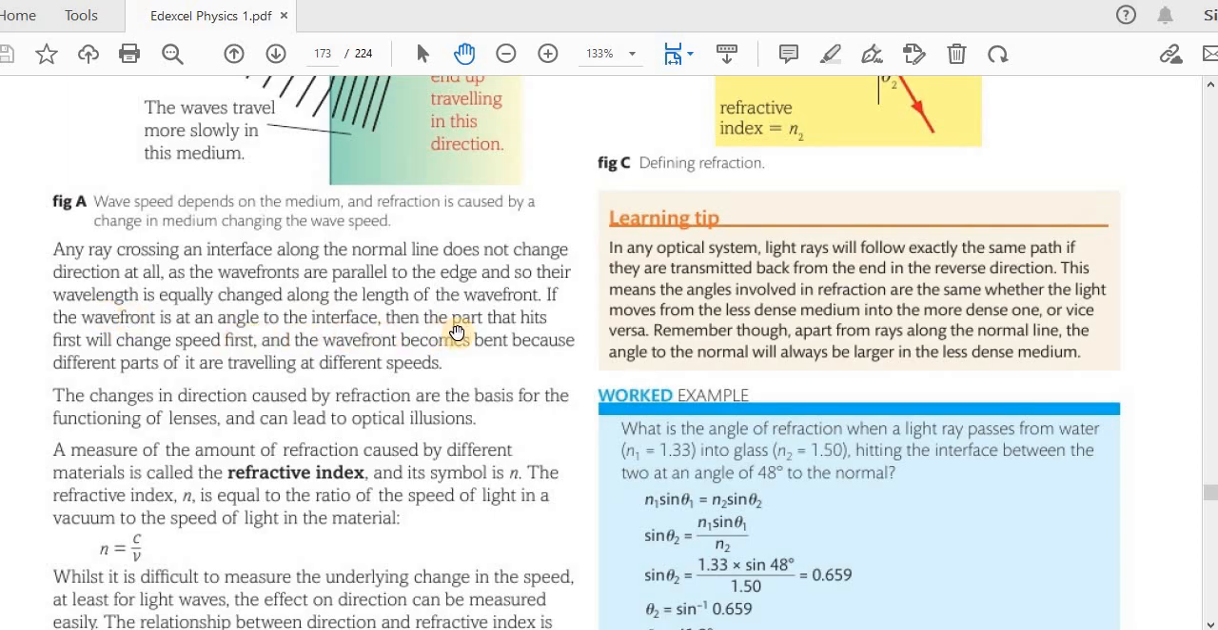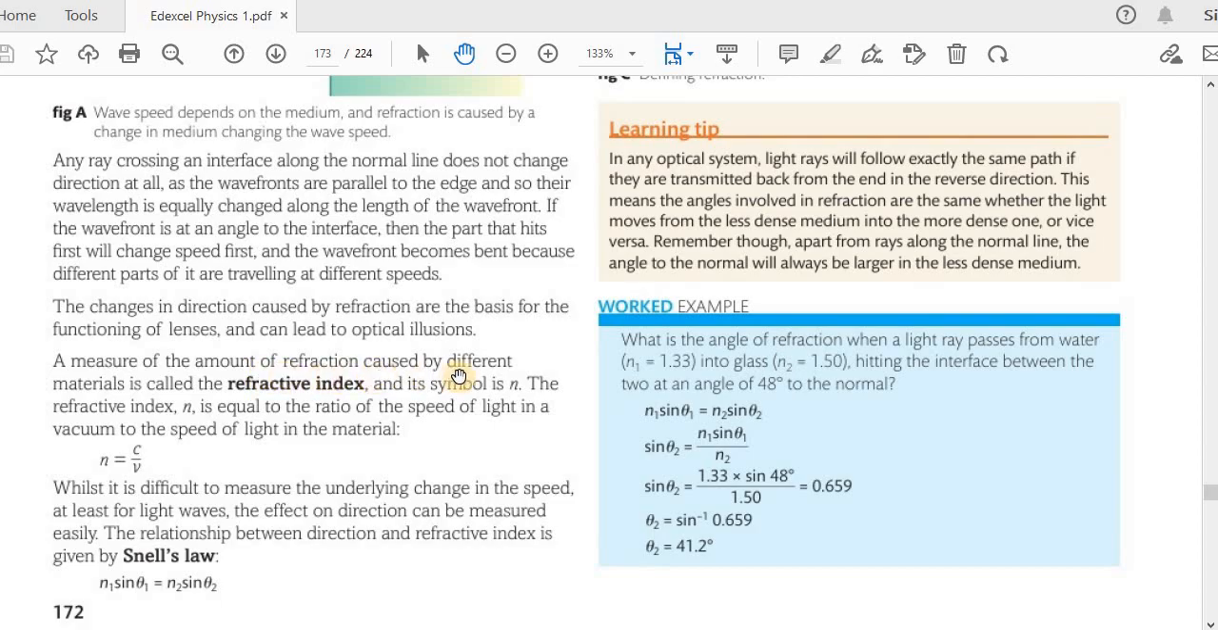If the wavefront is at an angle to the interface, then the part that hits first will change speed first, and the wavefront becomes bent because different parts of it are traveling at different speeds. The changes in direction caused by refraction are the basis for the functioning of lenses and can lead to optical illusions. A measurement of the amount of refraction caused by different materials is called the refractive index, and its symbol is simply n. The refractive index n is equal to the ratio of the speed of light in a vacuum to the speed of light in the material.